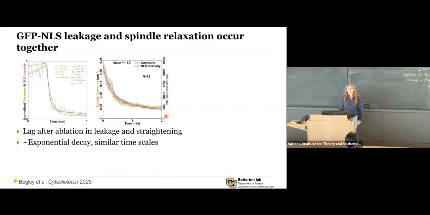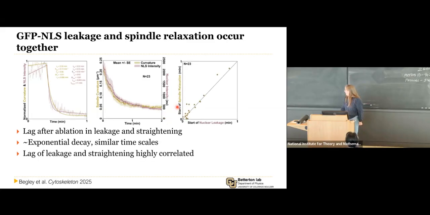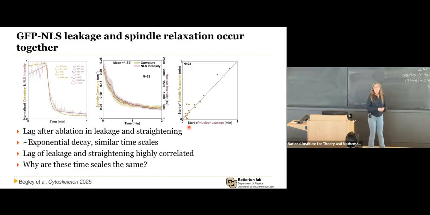And I think it's a little bit confusing why that would be. It's just not clear why these should relax on the same time scales. And then I also want you to notice that if you just measure how long is this lag, right? So from the ablation time where you start really seeing a decrease, the lag time for the start of nuclear leakage and for spindle relaxation, they vary somewhat, right? But they're very highly correlated. These two things really seem to be changing together. And we wanted to understand why that was. And I think it's confusing for reasons that I will explain now, okay?